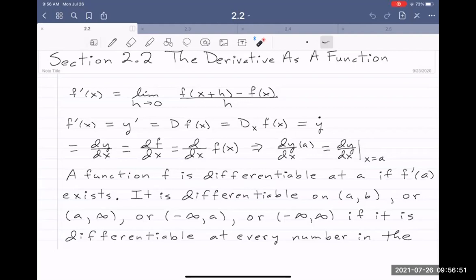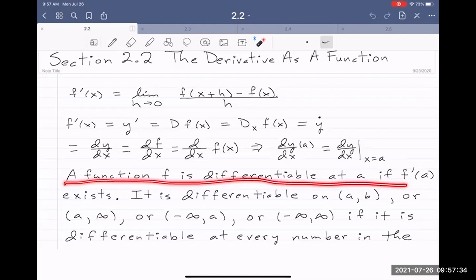Now, if I'm going to be doing it at a particular point, then for Leibniz notation, I'll write dy over dx at a equals dy over dx, where I'm evaluating when x equals a. Notice you take the derivative first, and then you evaluate. This is a little bit of a bad notation, because it looks like you're taking the derivative of y at a, which you're not. You're taking the derivative and then evaluating when x equals a.